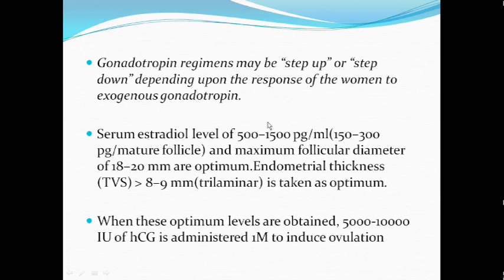Serum estradiol level 500 to 1500 picogram per ml, maximum follicular diameter 18 to 20 mm, and endometrial thickness, which should be tri-layer or triple layer, more than 9 mm, is taken as optimum for ovulation. So estradiol level between 500 to 1500, follicle diameter between 18 to 20 mm, and endometrial thickness more than 9 mm is taken as optimum.